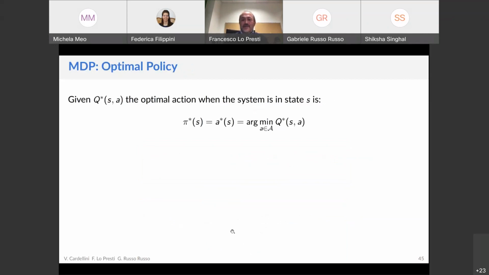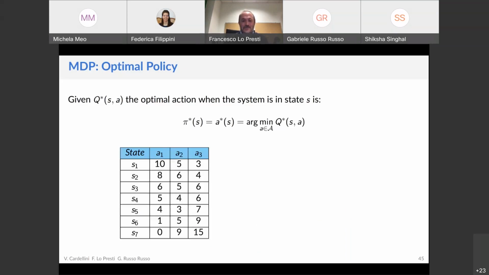How? If I have the optimal action value function and I have to decide what to do, I basically take the action which minimizes my Q function. This provides the best action, and this is denoted as pi star of S, which is the action which provides the best performance. And just to give an example, assume this is my Q star of S, A for a given system. I have 7 states, 3 possible actions, and I have to wonder in each state what I should do.